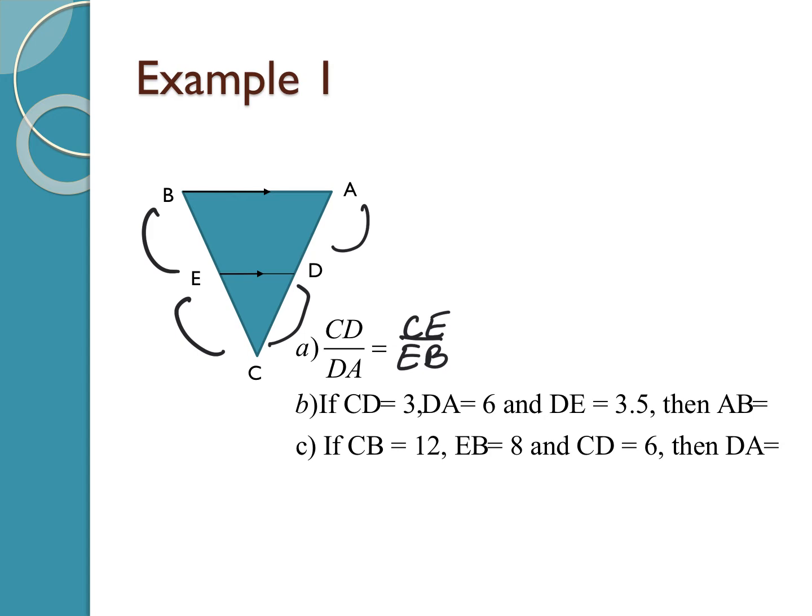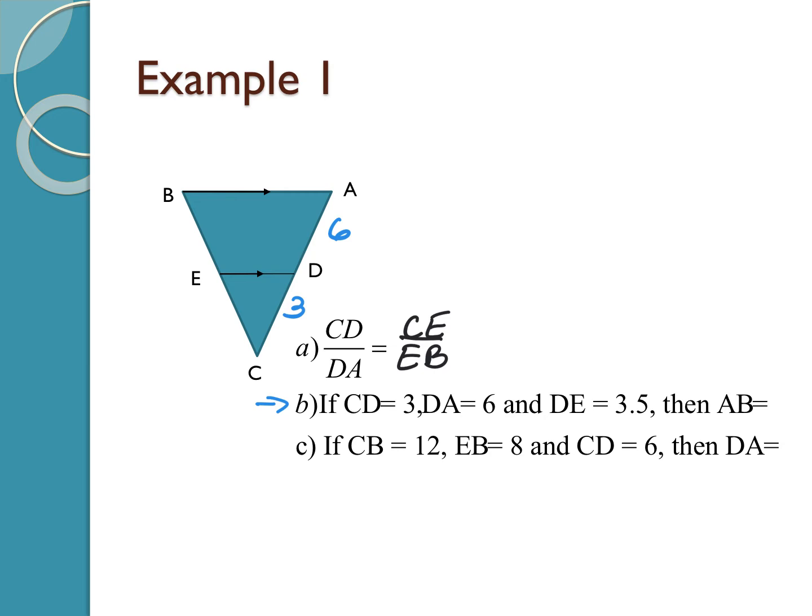Now let's try and fill in or answer part B. So let me go ahead and erase this, and let me add in the numbers here. For part B, I'll do it in blue. So CD is 3. DA is 6. DE, this one right here, is 3.5.